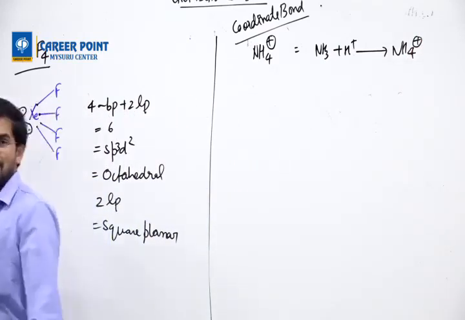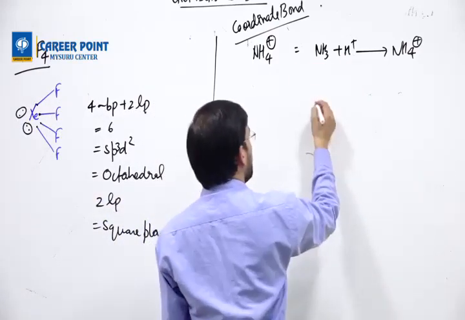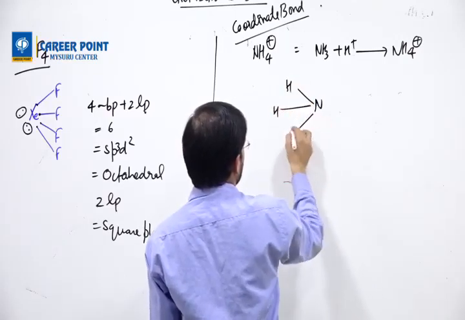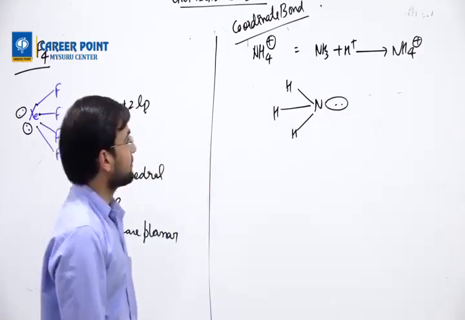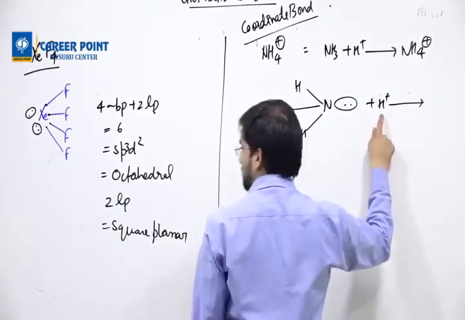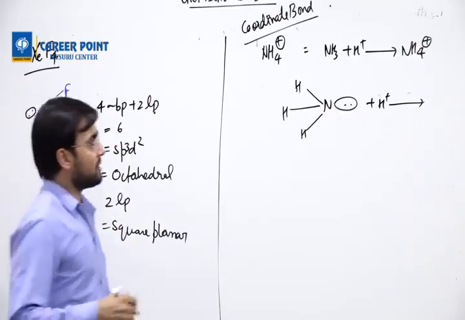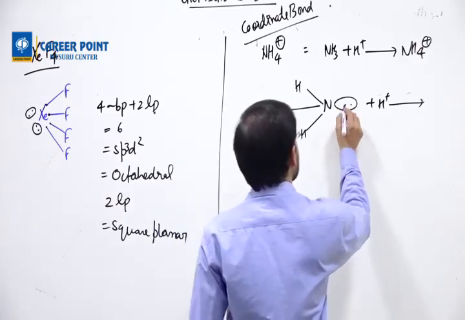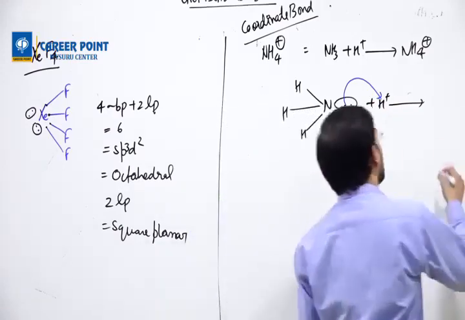Once I have ammonium ion, now in ammonium ion what is happening? Initially I was having ammonia, then H plus, so we'll draw the ammonia structure. Ammonia structure can be drawn like this. Pyramidal geometry. Then H plus. H plus has a vacant orbital, whereas ammonia's nitrogen has a lone pair. So this lone pair is shared with H plus via coordinate bond.